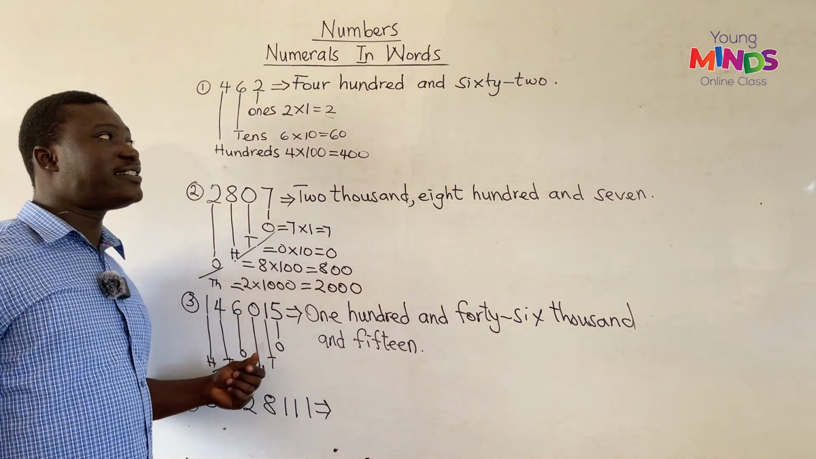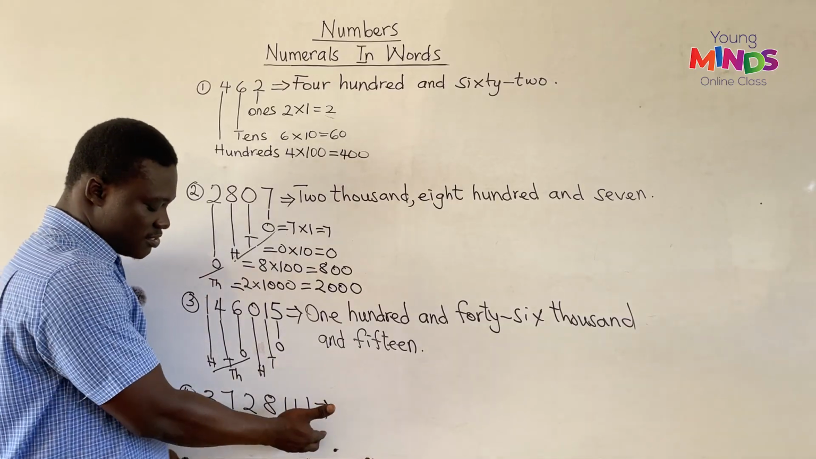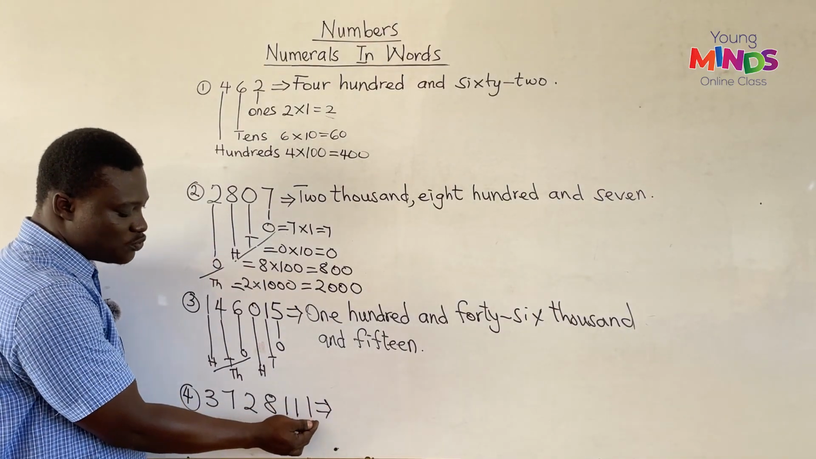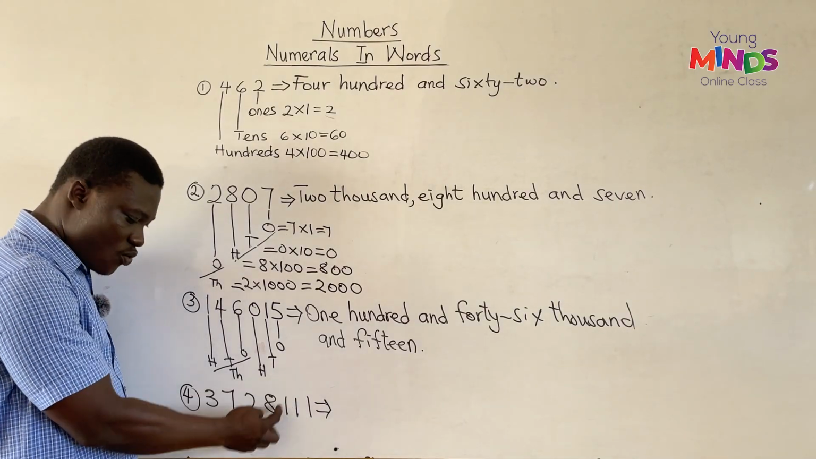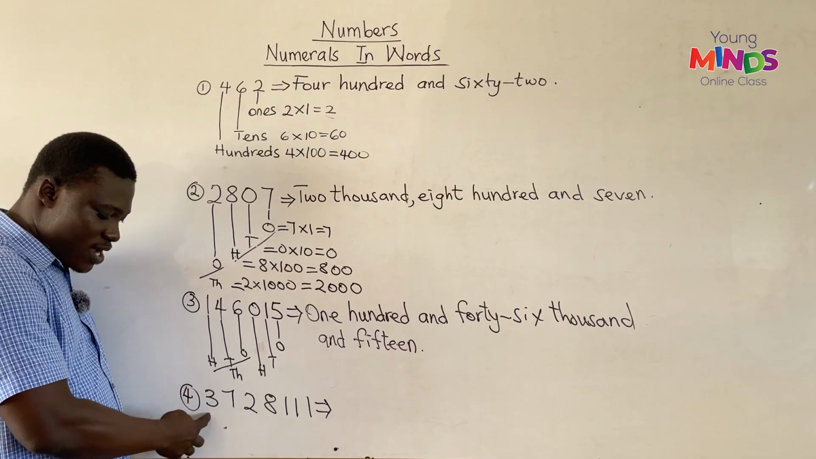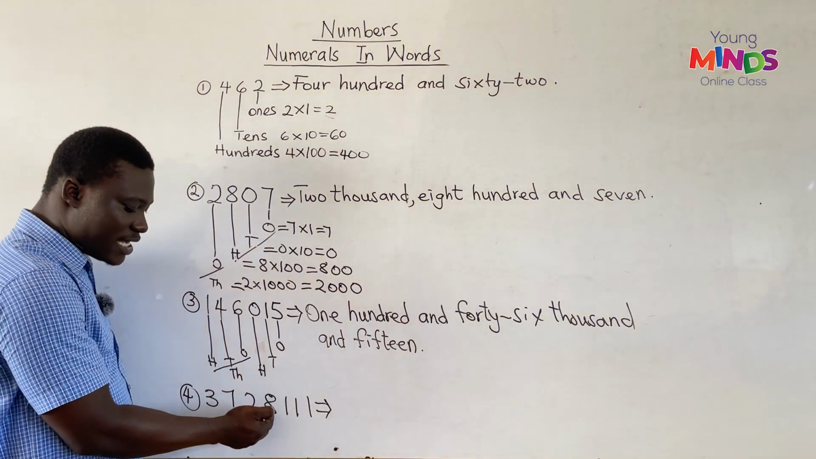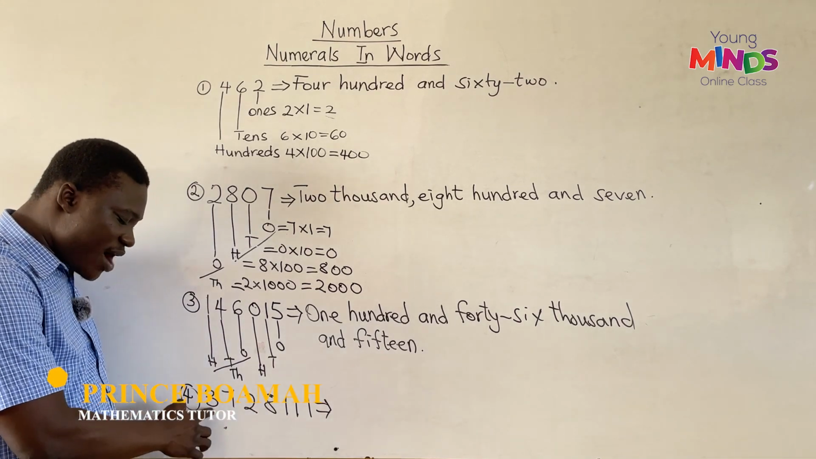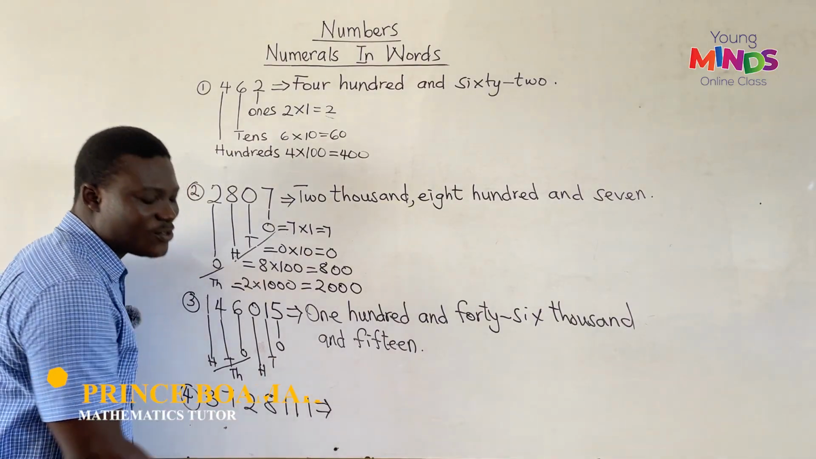So this is how to write numerals in words. So let me give you a clue. This you are going to try your hands on. Remember that we move in threes. So ones, tens, hundreds, ones, tens, hundreds, ones. So the first ones, tens, hundreds will be mentioned as such. The second ones, tens, hundreds will be in thousands. The third ones, tens, hundreds will be in millions. So try your hands on this one.